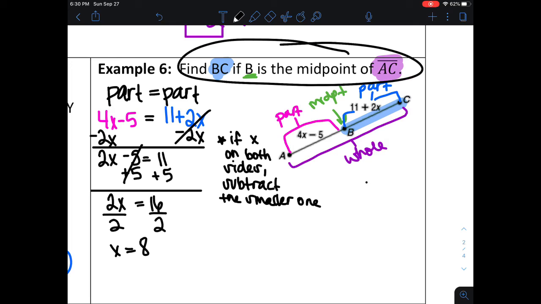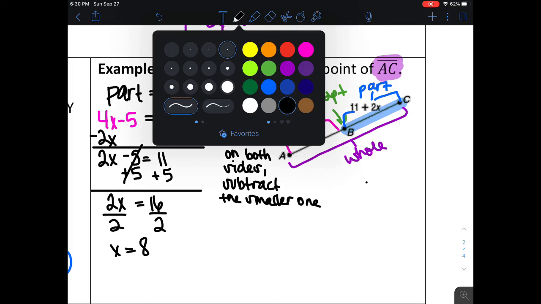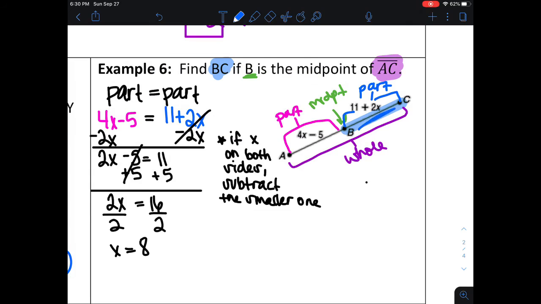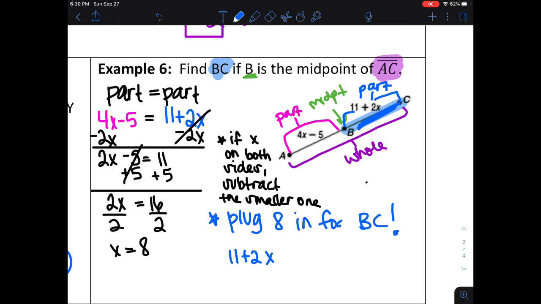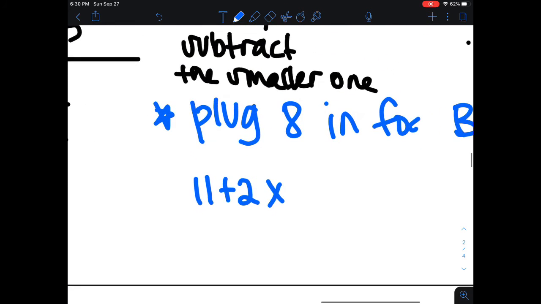It didn't tell you to find x. It said find BC. So let's go back and look. All right, so BC. Don't forget, BC is right here. BC is 11 plus 2x. Okay, so that means you need to plug this in. Plug 8 in for x. Super important. People always forget this step. Many people have failed tests because of it.